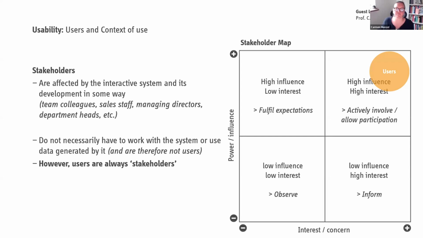Why is that? This is, by the way, a stakeholder matrix. It helps you to understand how you have to deal with which group in a project. It comes from project management. So how much power or influence does a particular stakeholder have, and how much interest or concern?